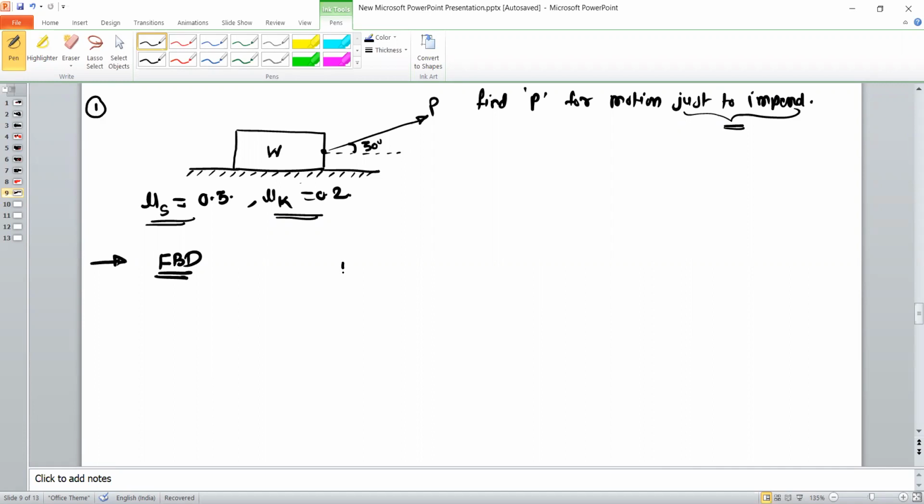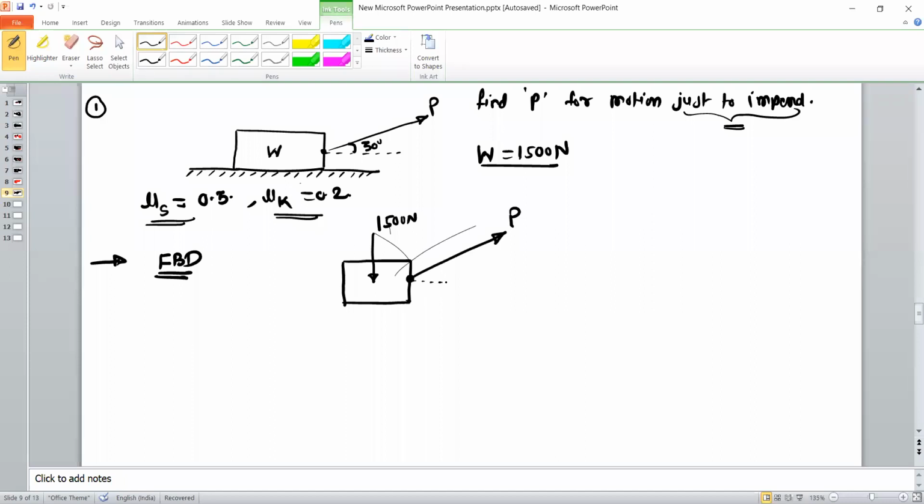For the free body diagram, isolate that block from its surroundings. The surrounding here is just the surface on which that block is kept. So this block, its weight is 1500 Newton. So W is given, 1500. Then the external force is nothing but the force P, acting at an angle of 30 degrees.